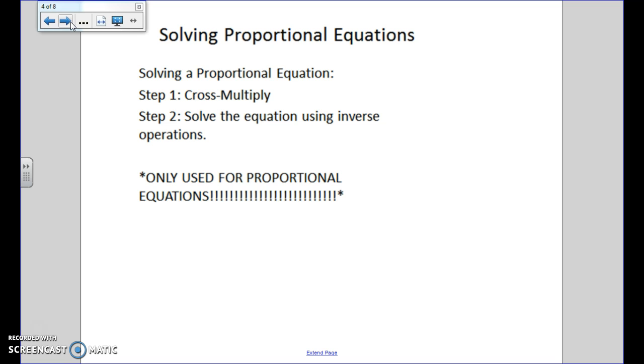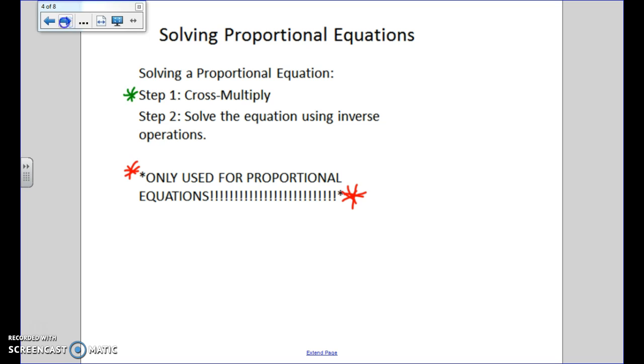And here is the word that I'm very, very scared to introduce. It is the word cross multiply. Okay, and we are going to use cross multiplication to solve proportional relationships or equations modeling proportional relationships. And so I can't emphasize this enough. It's only used for proportional equations or proportional relationships in equations. Now the first thing we're going to do is cross multiply, and the second thing we're going to do is we're going to solve the equation using inverse operations.